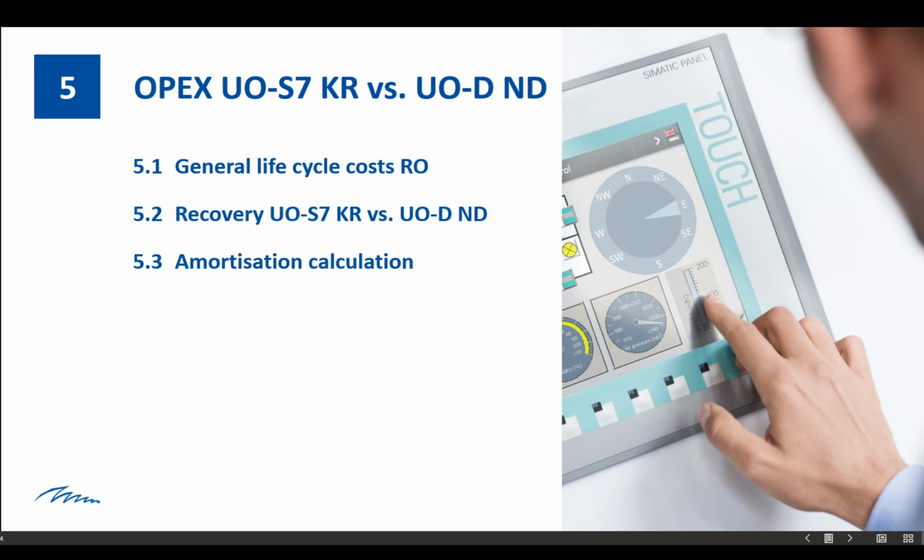So let's do a small OPEX comparison of UO AR compared to UO standard series. Then we will first have a look on general life cycle cost of the reverse osmosis. Then we will compare the recovery of a KR series and an ND series, and we do a short amortization calculation.